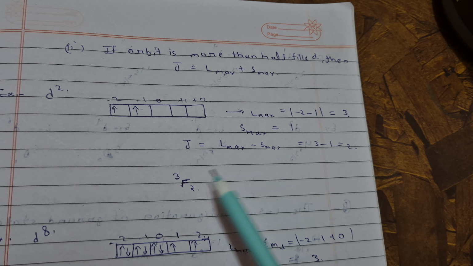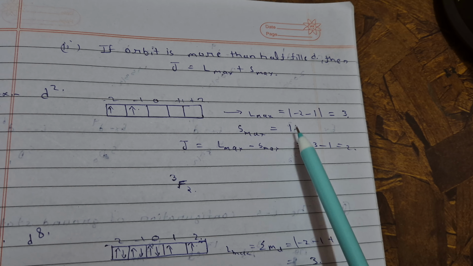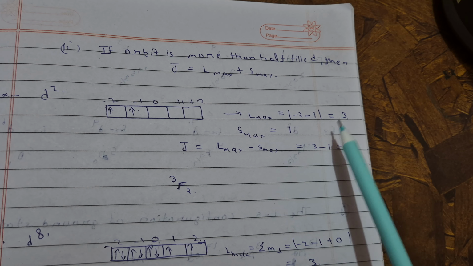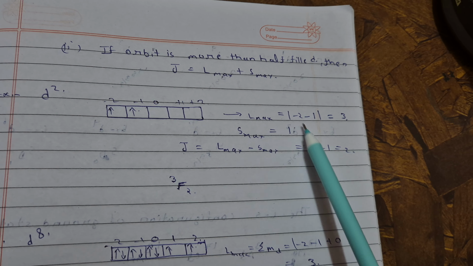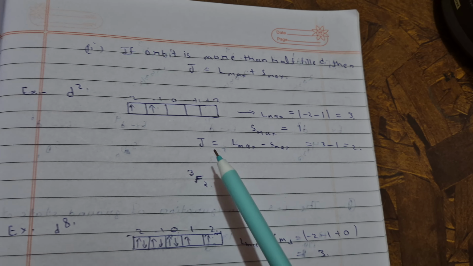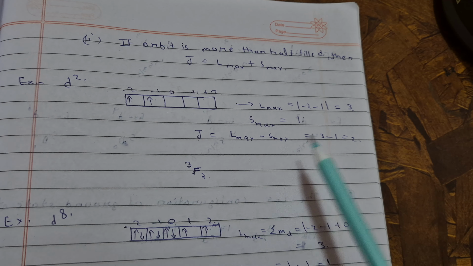Now you have J equal to 2 and S equal to 1, so 2S plus 1 gives your multiplicity, that is 3, and L is 3, so it will be F. So that's how you will get your ground state, 3F2.